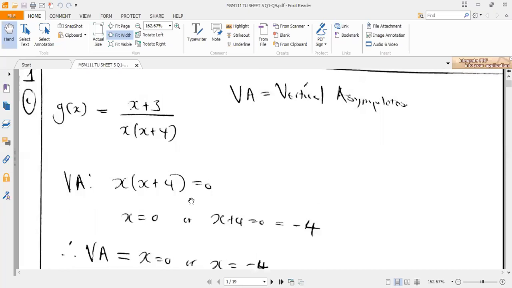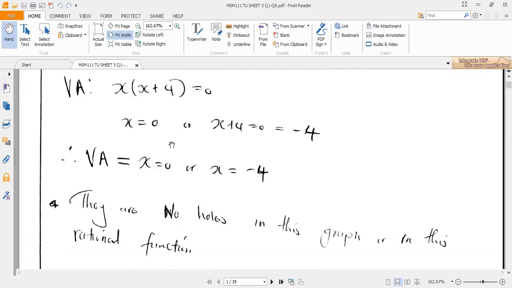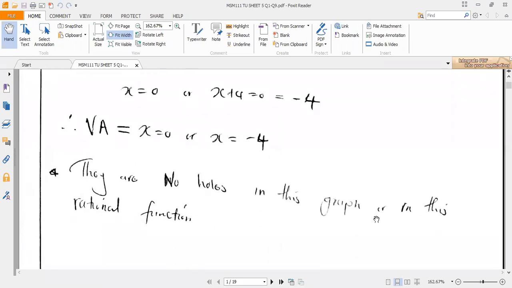Now when you look at this function here, it has no holes because there's nothing common in both the numerator and the denominator. So this function has no holes. That's how you conclude that there are no holes in this graph or in this rational function. Are we clear for the first part?